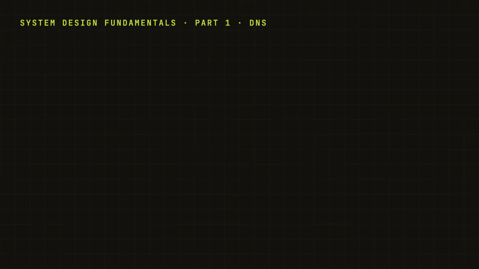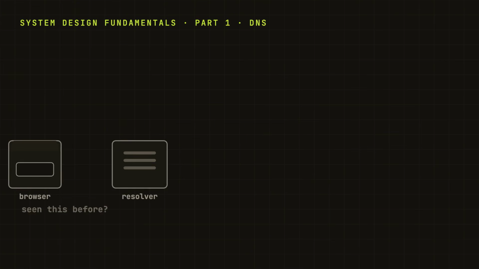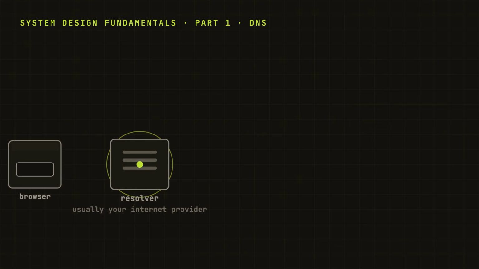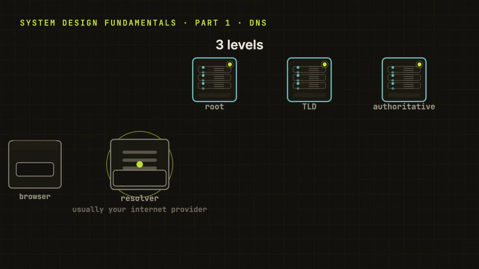Now, how does it do it? Because this is the part interviews actually ask about. It is not one single lookup, it is a chain of them. When you press enter, your browser first checks its own memory. Have I looked up this name recently? If not, it asks a recursive resolver. This is a server, usually run by your internet provider, whose whole job is to go and find the answer for you.